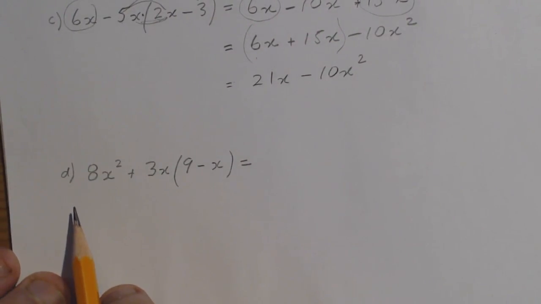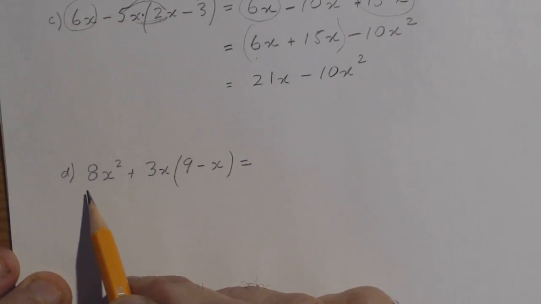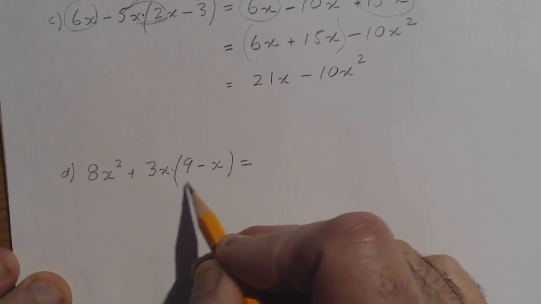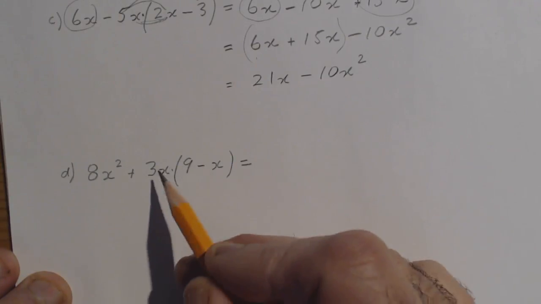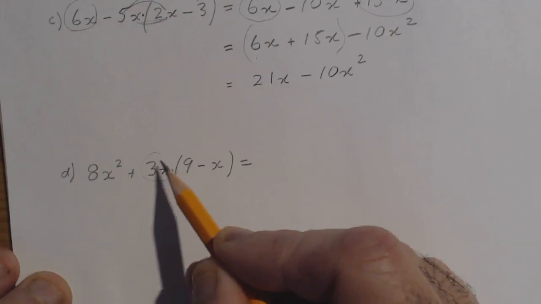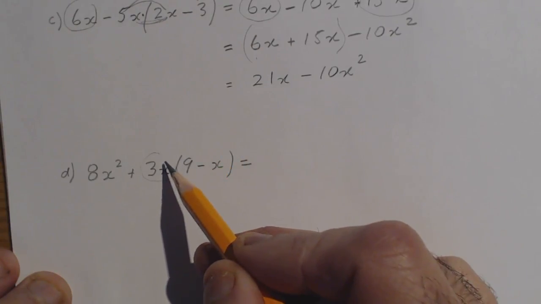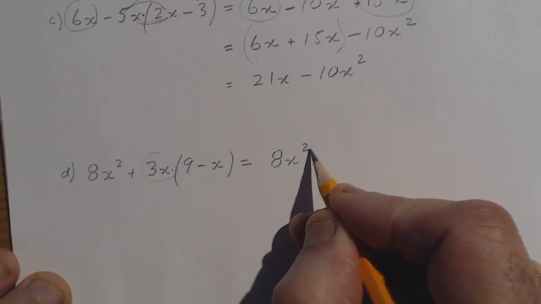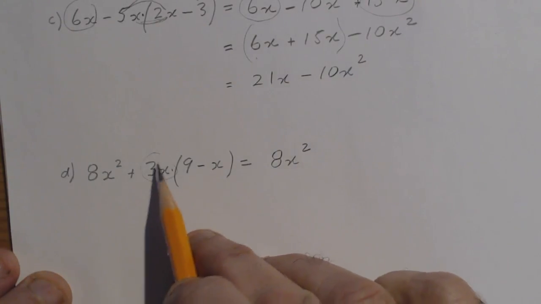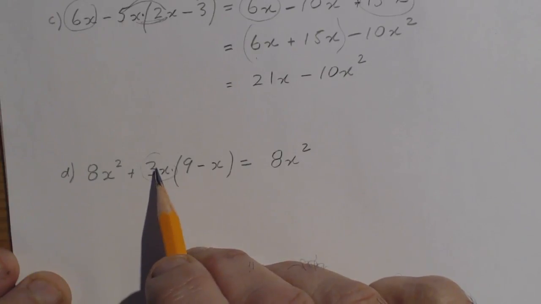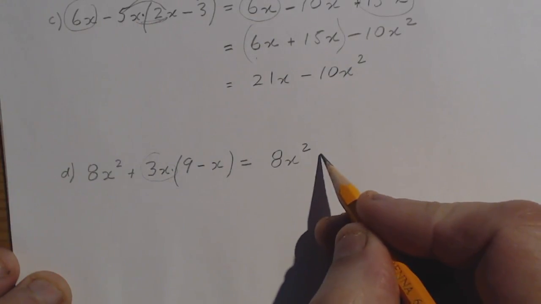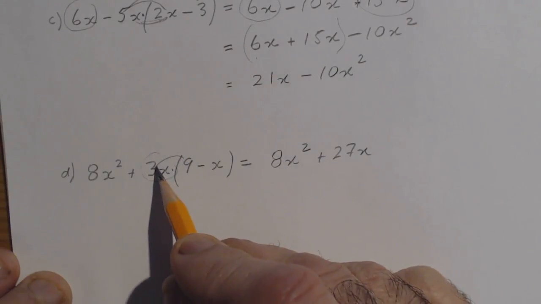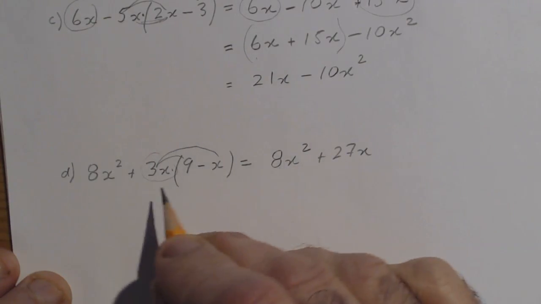Number D here, again, we have 8x squared plus 3x times, then in brackets 9 minus x. So again, only this 3x is involved in the expanding operation. So I'm going to write now the 8x squared on its own there. Now I expand the brackets, I remove them. So 3x times 9 gives plus 27x. I've done that. Now I do the plus 3x times minus x.